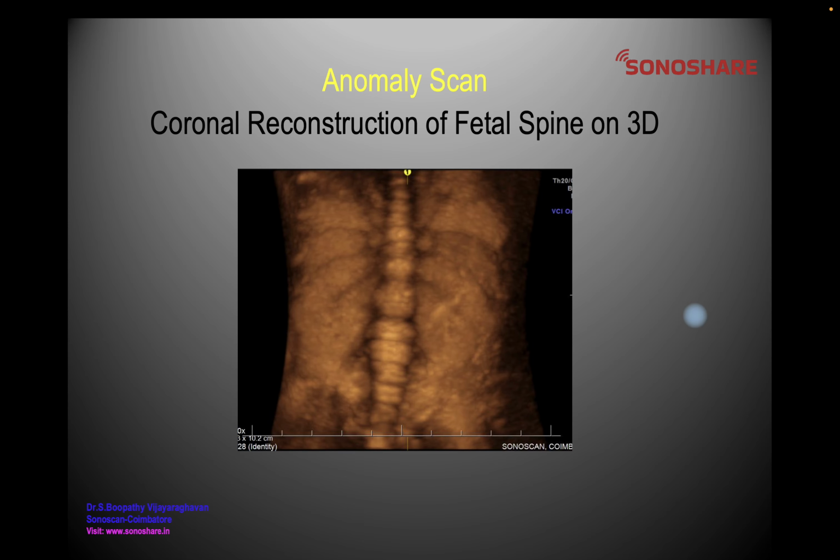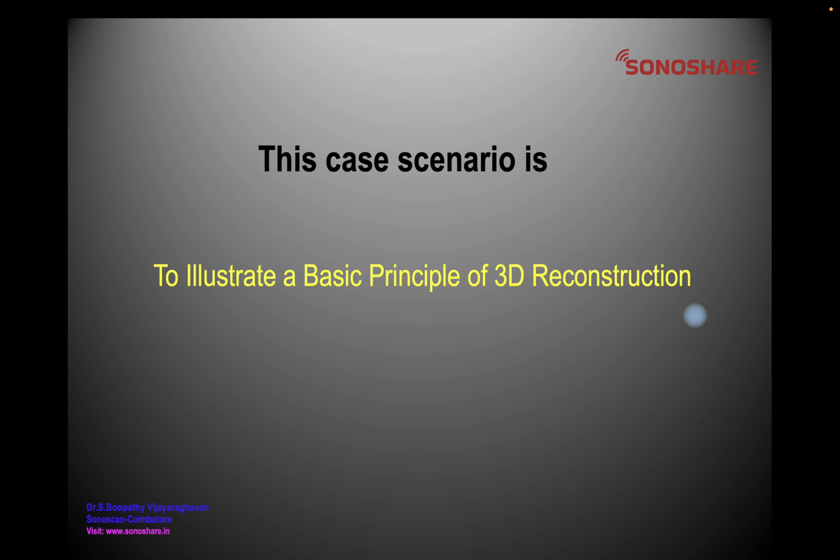This is an anomaly scan, and for some detailed evaluation of the spine, coronal reconstruction of the fetal spine has been done on 3D, and this is the image. You see that the ribs appear echopoor, whereas the vertebrae are echogenic. So, why is it so?